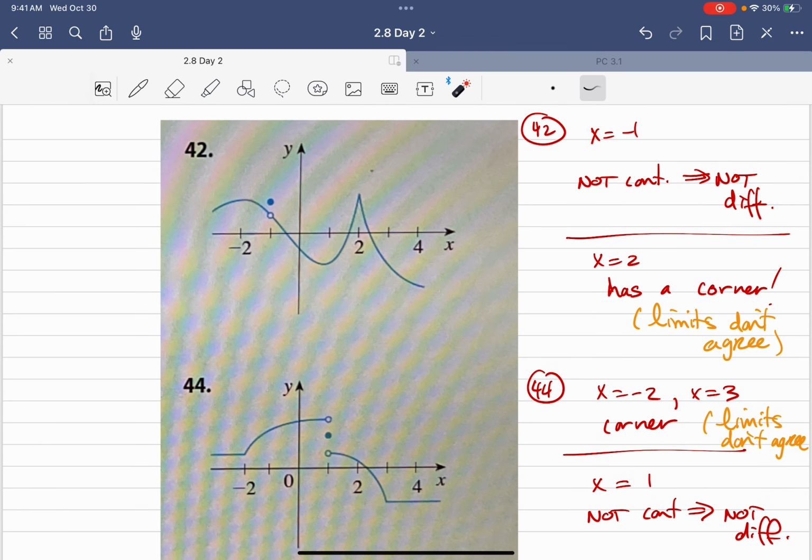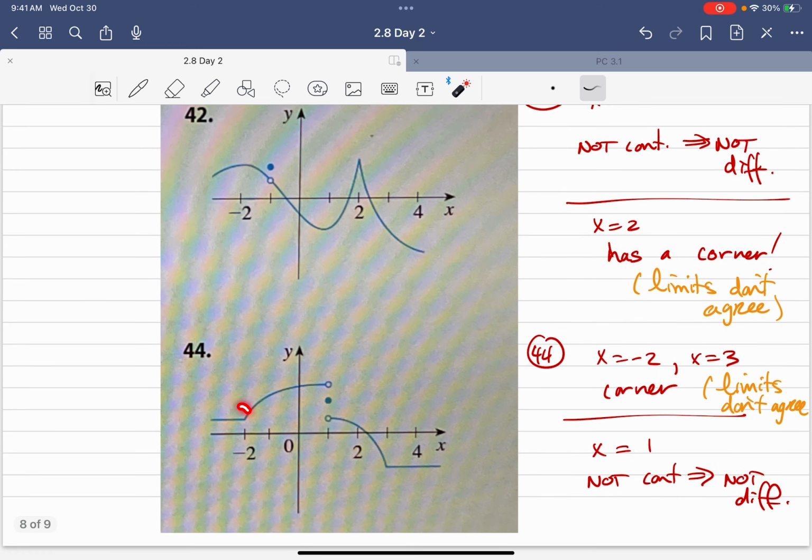42 and 44, it says, where is this thing discontinuous? Well, here at x equals -1, not continuous implies not differentiable, so it's not differentiable there. Then it asked here, it's not differentiable because it has a corner. So the limits don't agree. The derivative wants to be positive coming in this way and negative coming in this way. So it just doesn't know what to do right here.